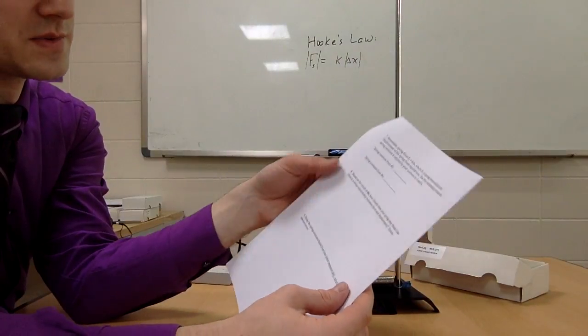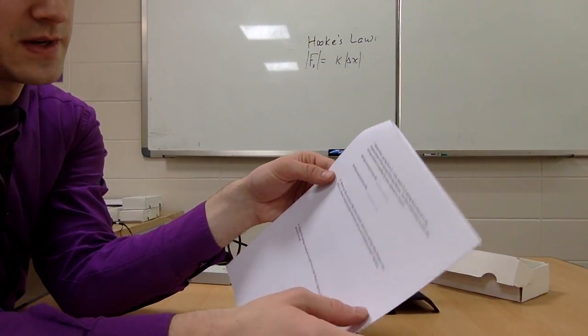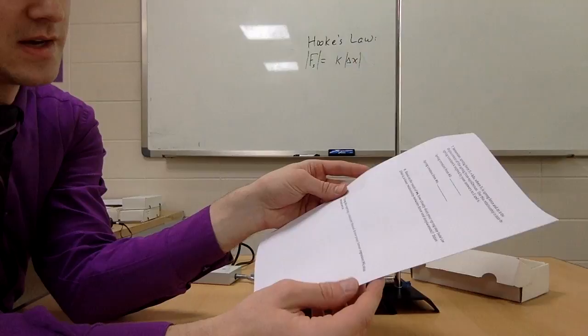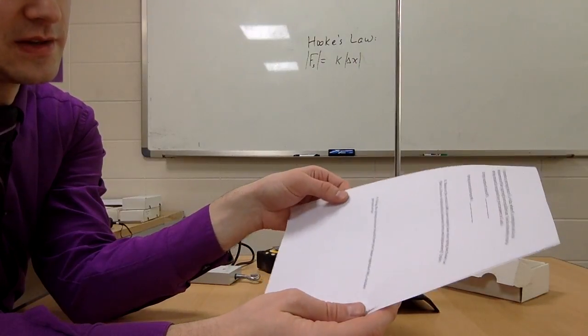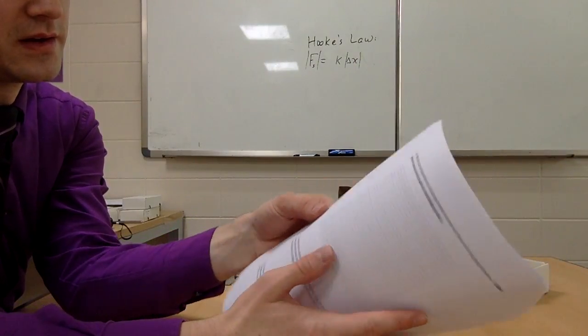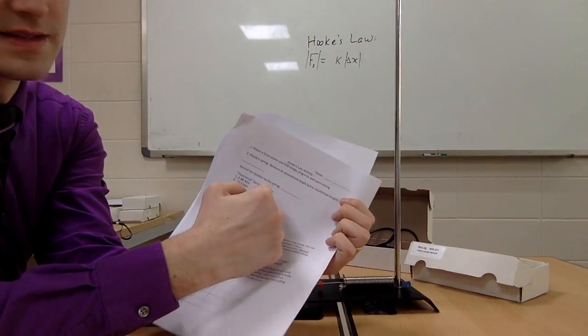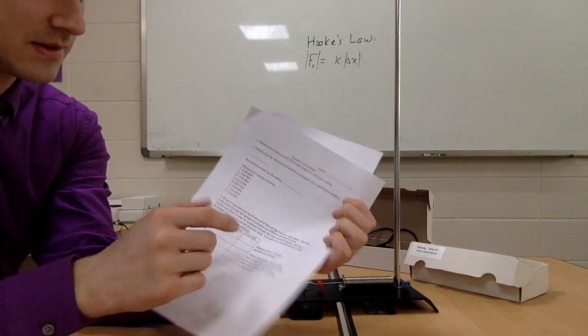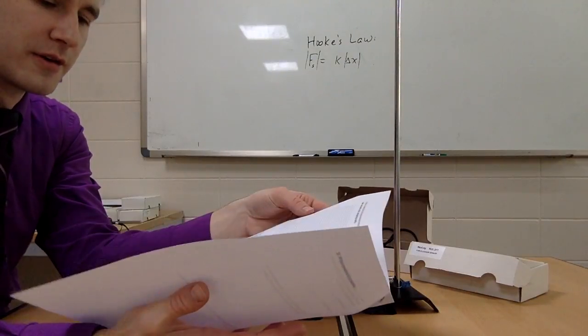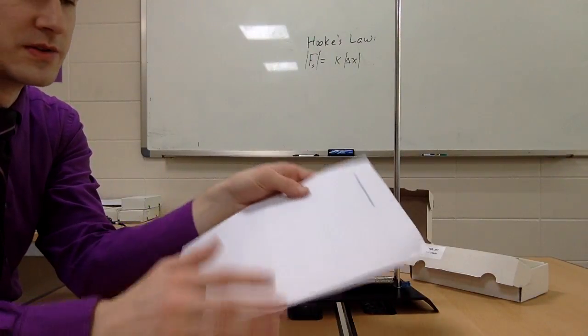And then from those results, you'll get a value for the spring constant, and you'll see how linear your results are, and then compare the spring constant you get to the theoretical spring constants listed on the first page. This is the theoretical spring constant for your spring, and then you'll write a conclusion.